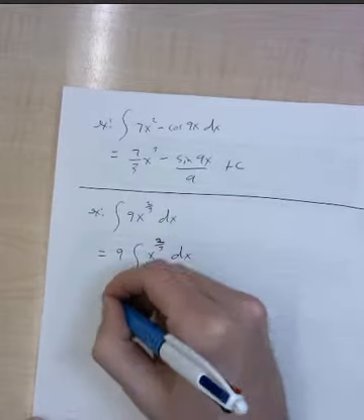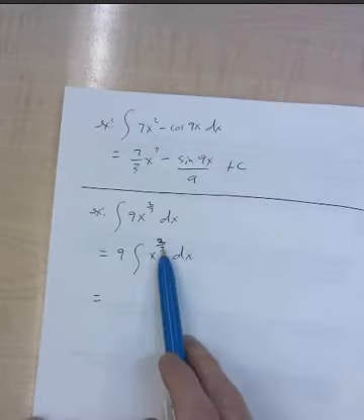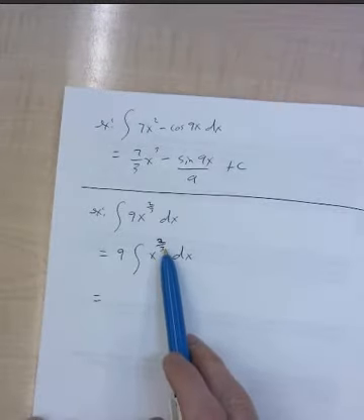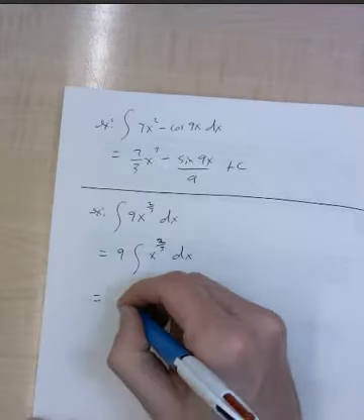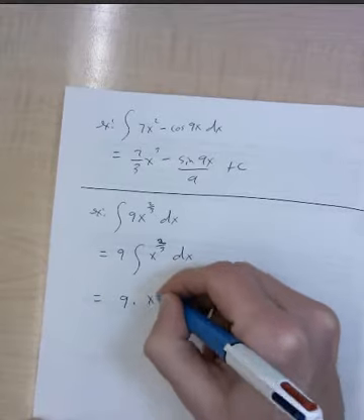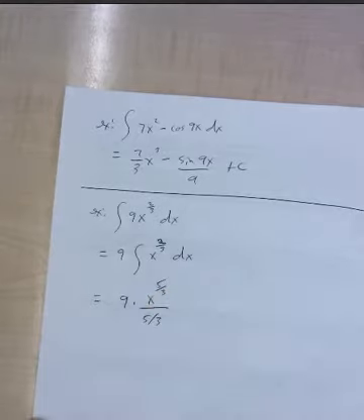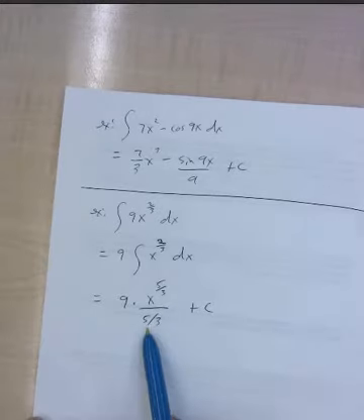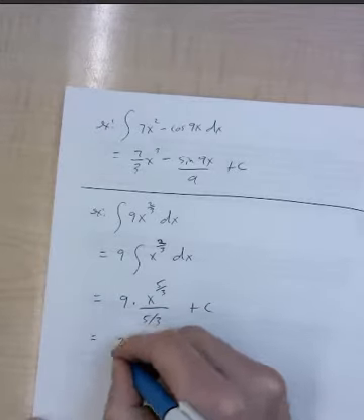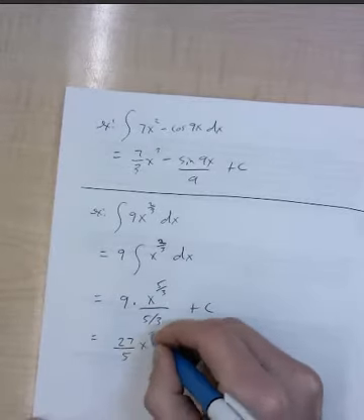As we look at x to the 2/3, we need to add 1 to the exponent. So adding 1 to 2/3, we get 5/3. So we're going to have 9 times x to the 5/3 over 5/3 plus c. What do we do when we divide by 5/3? Multiply by the reciprocal, so we're going to multiply by 3/5. So we're going to have 27/5 x to the 5/3 plus c. All done.